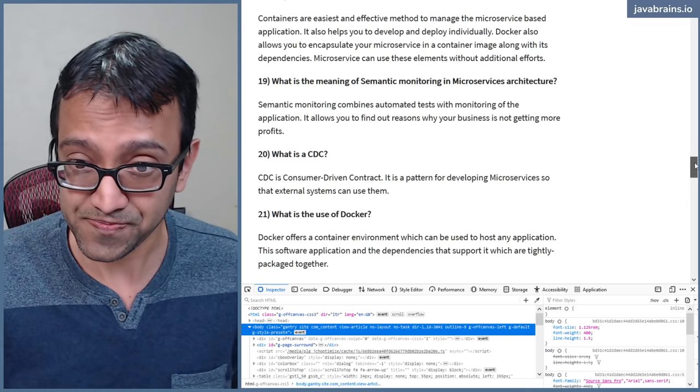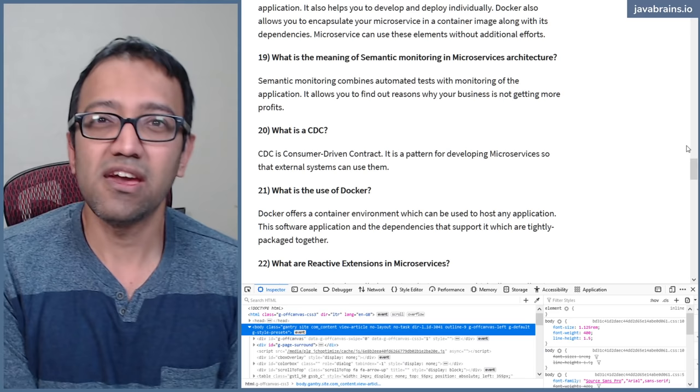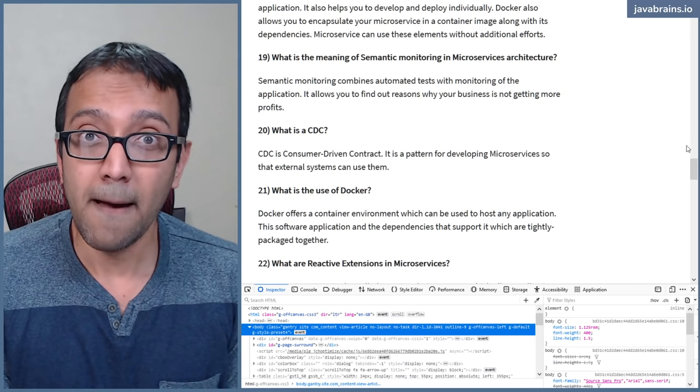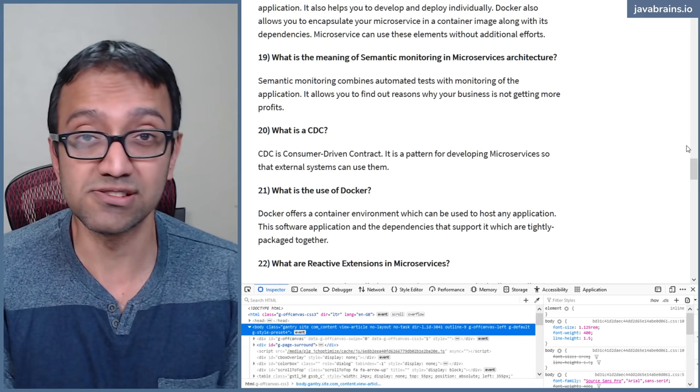What are reactive extensions in microservices? Reactive extensions are not related to microservices. They are a way for you to write asynchronous code using reactive patterns, using the observable pattern. Basically, you can use reactive extensions anywhere, for event-driven applications, which is basically writing asynchronous code.